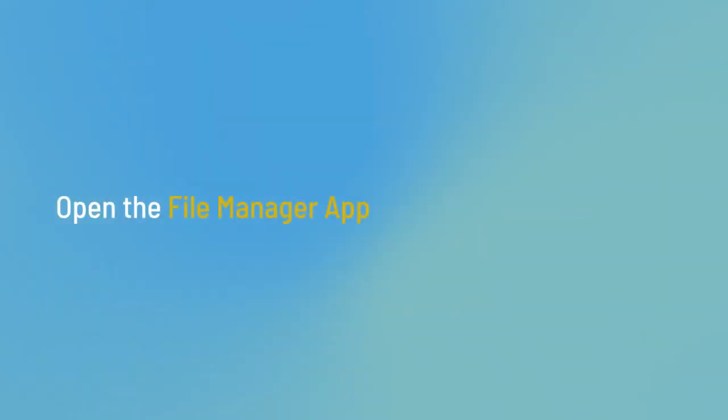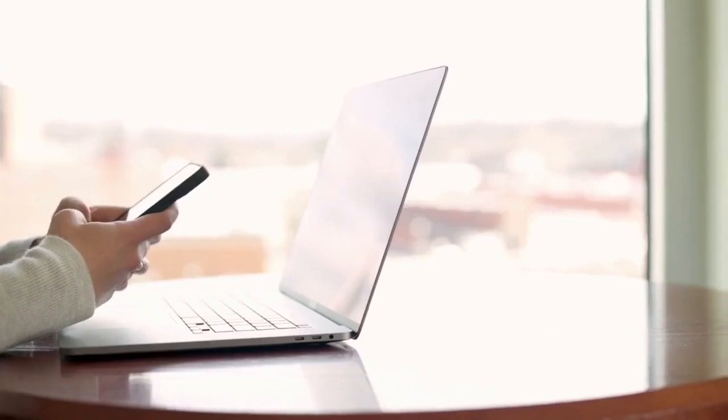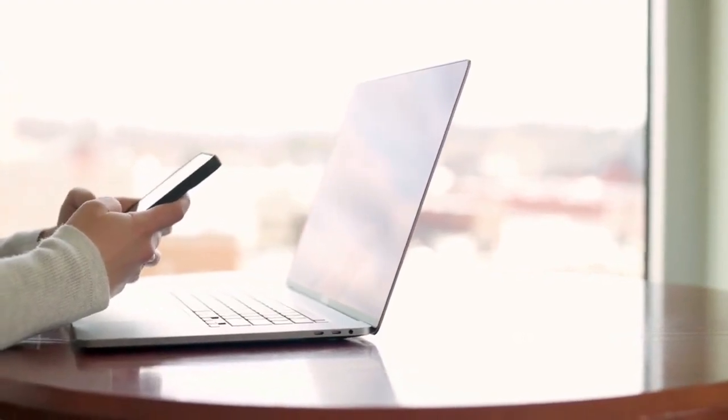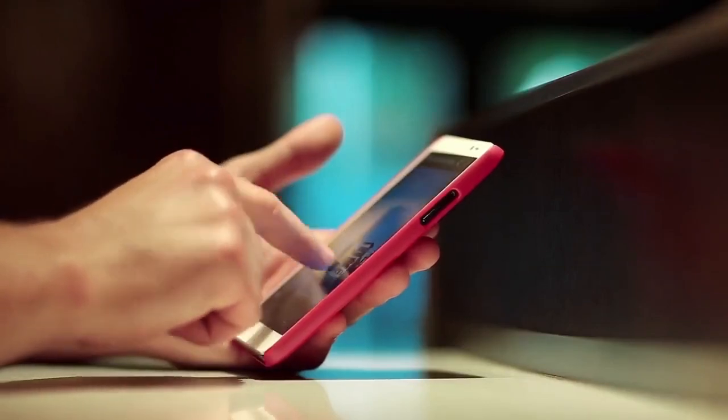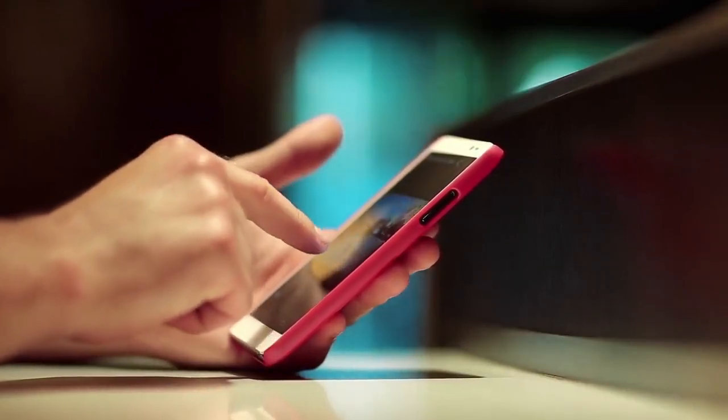To find it, start by opening the default File Manager app on your phone. Look for a section labeled Internal Storage or Device Memory. Scroll down until you see the folder named DCIM. Inside, you will find your camera roll and screenshots.